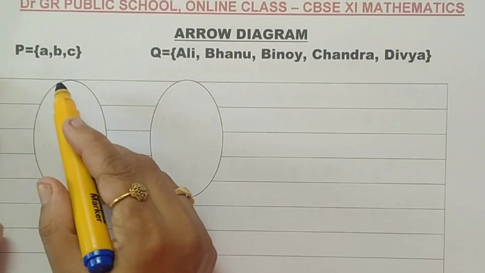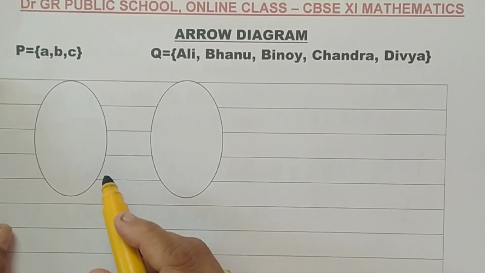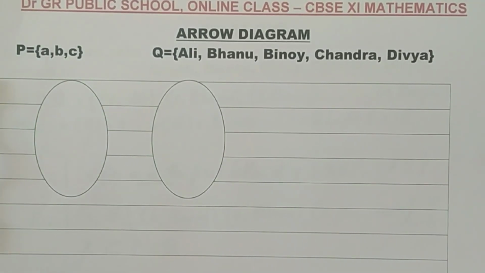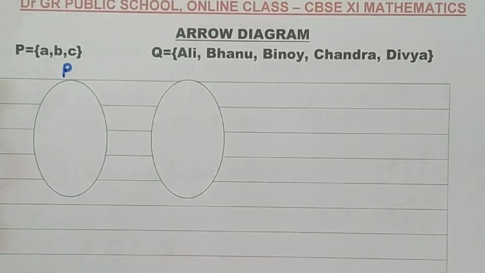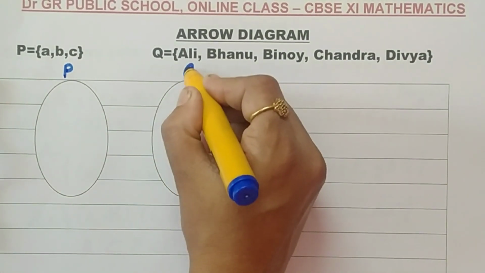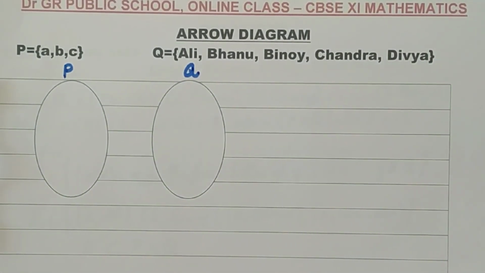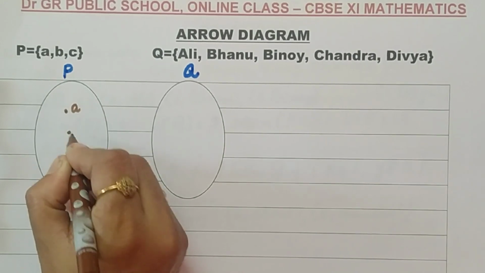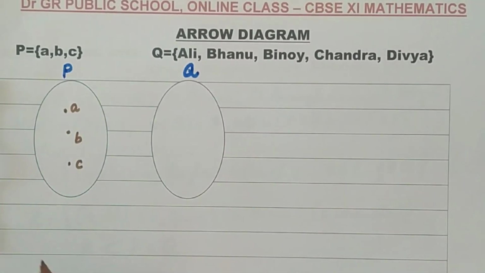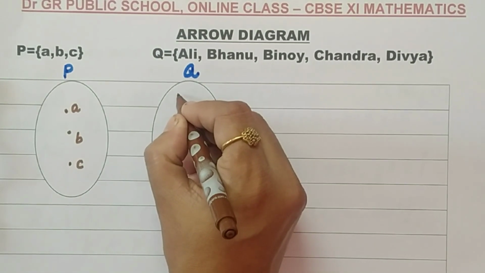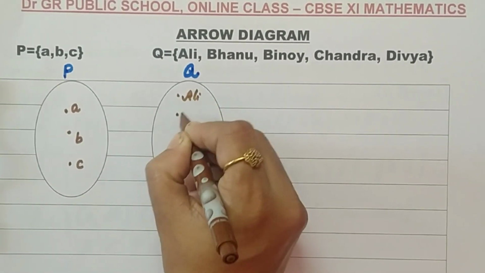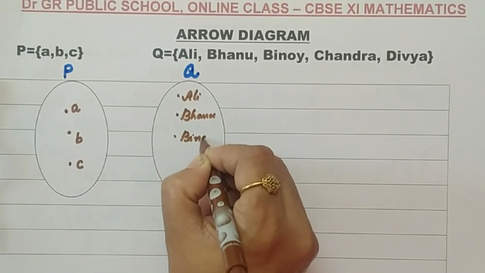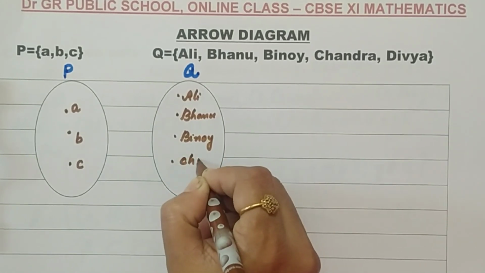Now I am going to represent the above two sets pictorially. Within the two sets, P equals the set {A, B, C}, I am going to mark this in the first oval, and Q I am going to mark in the second oval. The first element of P is A, the second element is B, and the third element is C. And in Q, we can mark the elements as Ali, Bhanu, Binoy, Chandra, Divya.